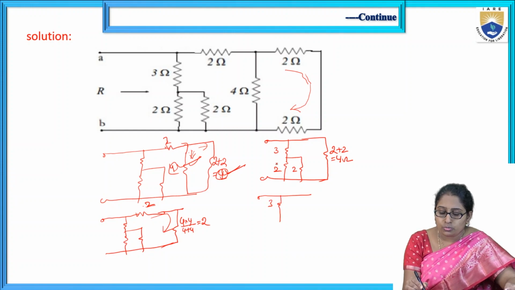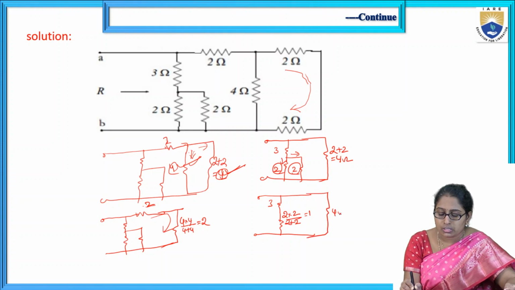So this 2 ohm and this 2 ohm, they are in a different path, not in the same path, right? That means they are in parallel. So the parallel combination of two resistors, 2 and 2: 2 into 2 by 2 plus 2, 4 by 4, 1.